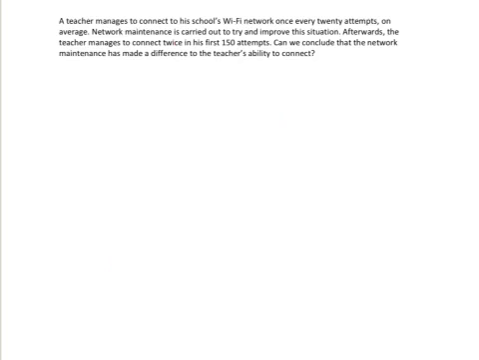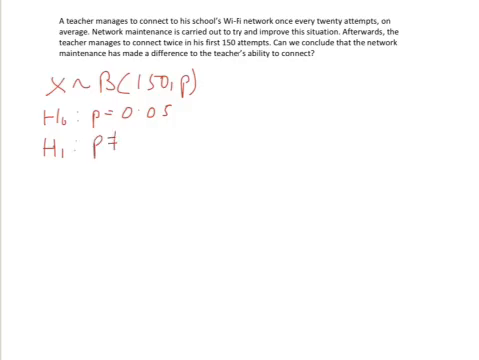Here's another example, but this time it's going to be a two-tailed test, because what we've got is a binomial distribution. Because we've got success or failure, we've got 150 attempts, and the null hypothesis is that the probability is 1 in 20, or 0.05. Now the question specifically says, can I conclude that the network maintenance has made a difference? So it might make it better, it might make it worse. So the alternative hypothesis is that P is not 0.05.